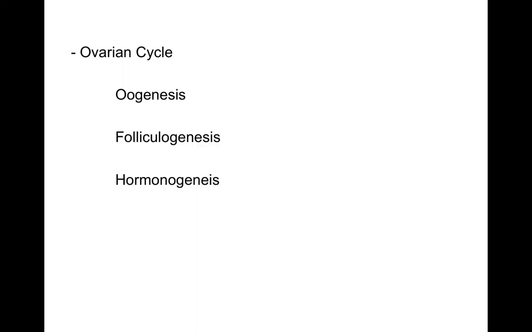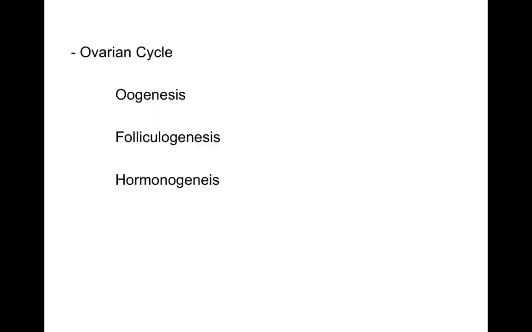And in the ovarian cycle, there are three processes that go on simultaneously in order for this to be done successfully. Number one is oogenesis, that is formation of ova or mature ova. The second is folliculogenesis, which is development of follicles, which help in the next process, which is known as hormonogenesis, which is production of hormones.